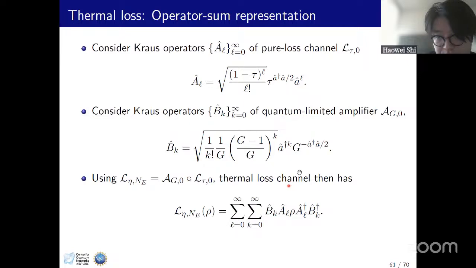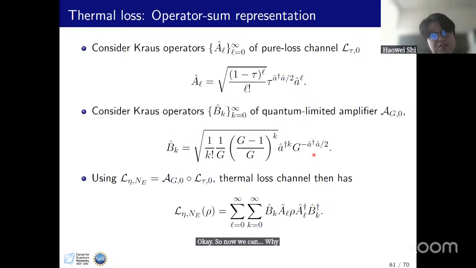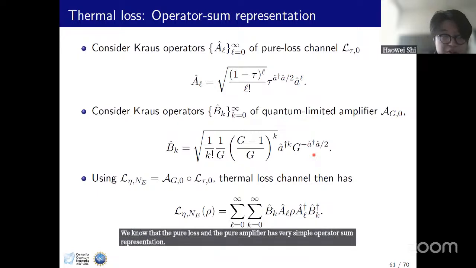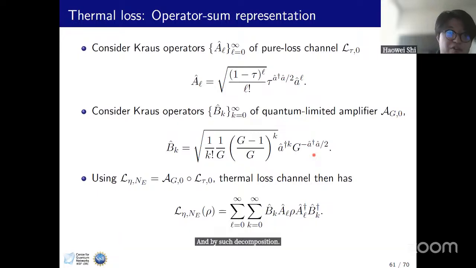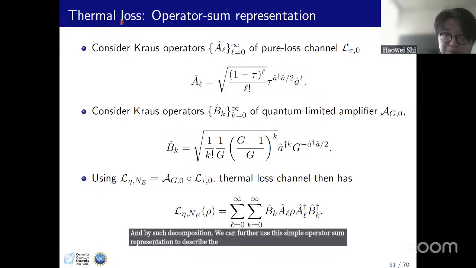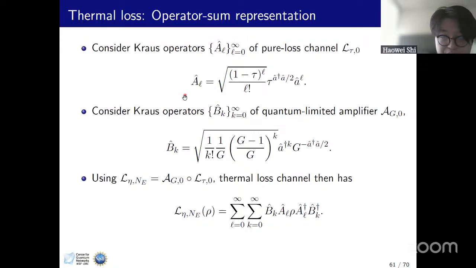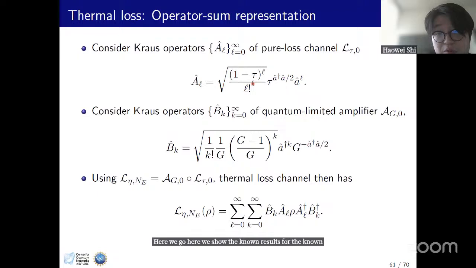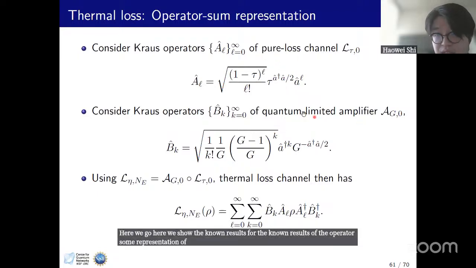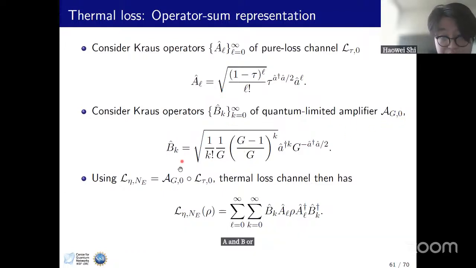So why did we do such decomposition? Because we know that the pure loss and the pure amplifier have very simple operator sum representations. By such decomposition, we can use these simple operator sum representations to describe thermal loss. Here we show the known results for the operator sum representation of pure loss and pure amplifier. A and B are their Kraus operators.